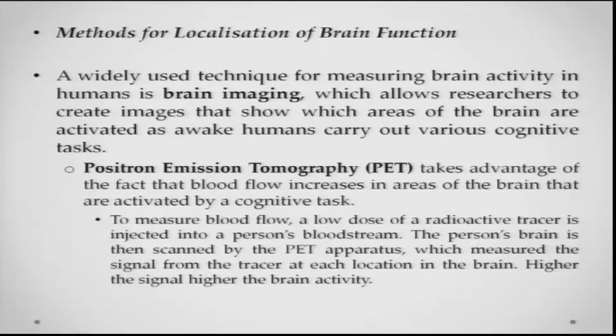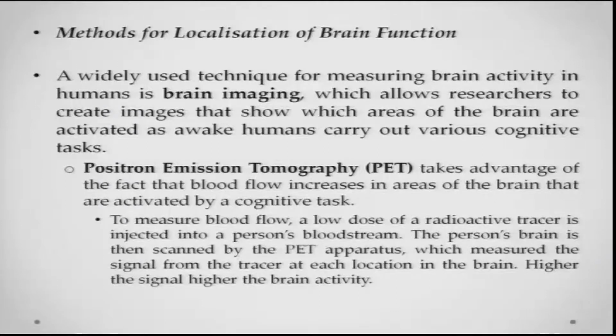So, how do you measure that the blood flow is increasing in that area? What you do is a very low dose of a radioactive tracer is injected into the blood, and the person's brain is then scanned by a PET apparatus, wherein the person lies down and is sent into a big scanner. This scanner measures the signal from the tracer at each location in the brain. Higher the signal, higher the brain activity.